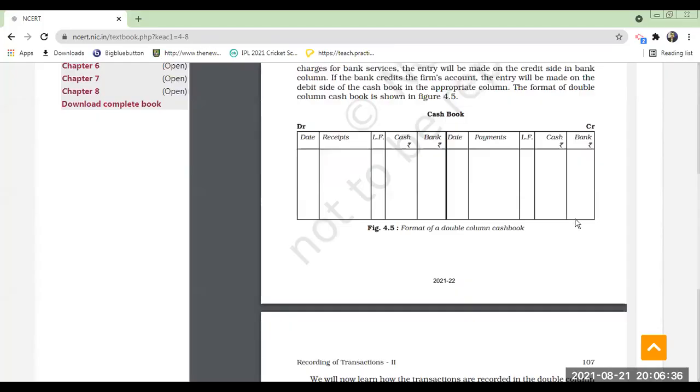Welcome back to accountancy class. In the previous class, we have learnt about single column cash book. Now in this class, we will learn about double column cash book.